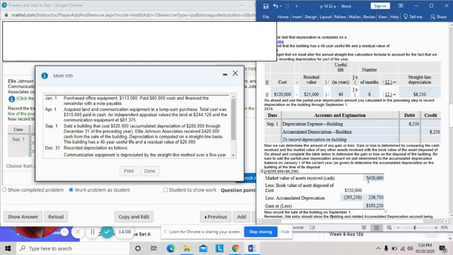The market value of the cash received, as I mentioned, is $420,000. Less the book value of the asset disposed of, which is the cost of $520,000, less the accumulated depreciation, which is $293,250.